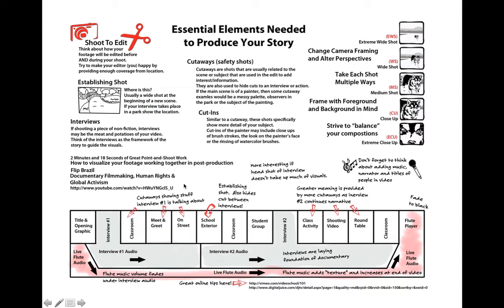Okay, so here we go. The essential elements needed to produce your story. Here we have all the elements you should be thinking about while you're shooting or prior to shooting that you will need in your post-production. We're going to watch a simple, short example of a video project that was produced in Brazil with some simple flip point-and-shoot video cameras. It's about 2 minutes long, and then we're going to reference back to it when we discuss each of these steps here.